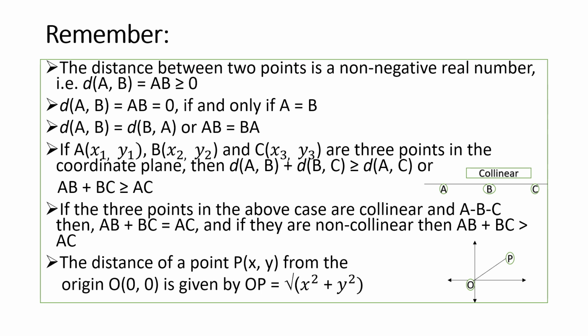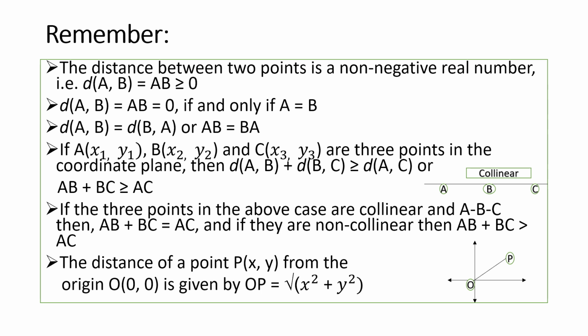If A (x1, y1), B (x2, y2) and C (x3, y3) are 3 points in the coordinate plane, then distance between A and B plus distance between B and C is always greater than or equal to distance between A and C, or AB plus BC is always greater than or equal to AC. If the 3 points are collinear, that means they are in the same line, then AB plus BC will be exactly equal to AC. And if they are non-collinear, then AB plus BC will be greater than AC.